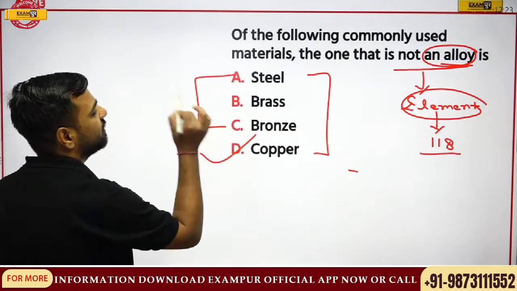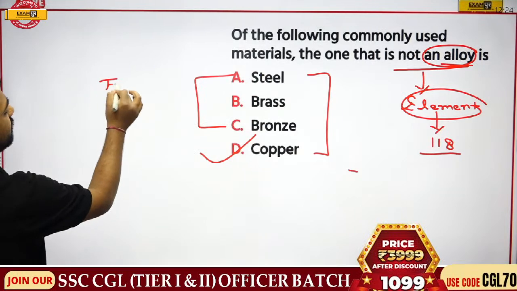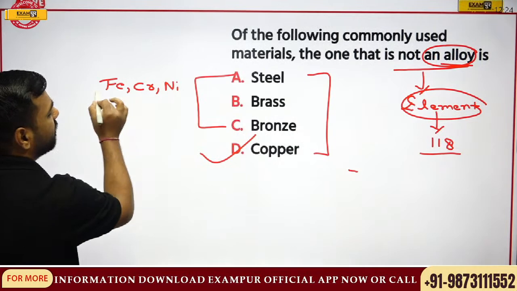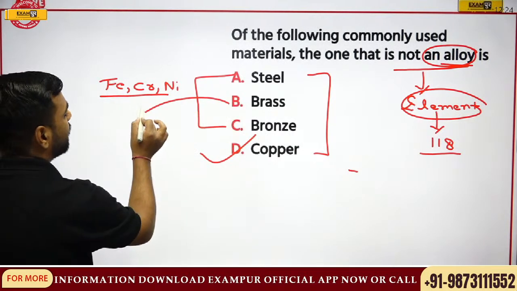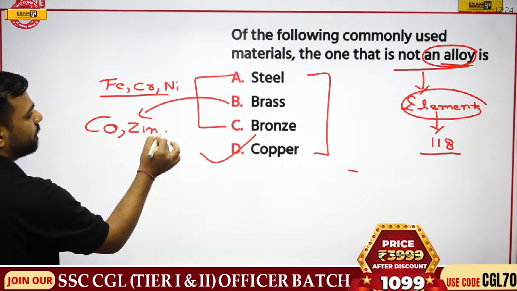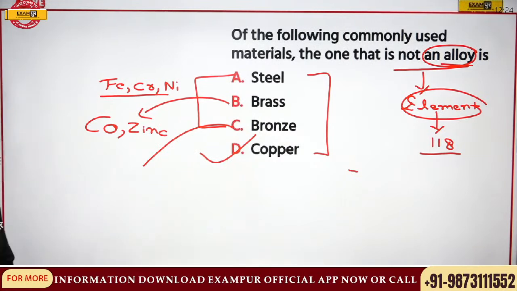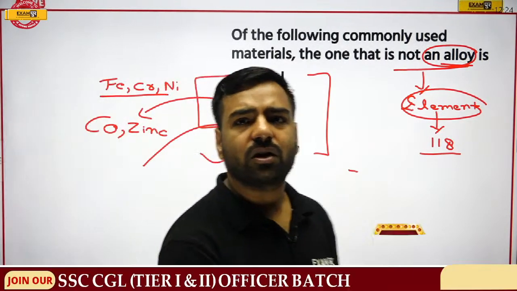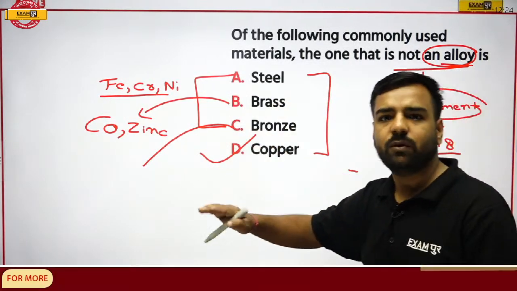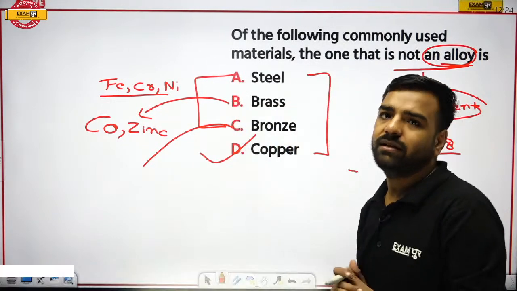These three are alloys. Now if I talk about steel, it consists of iron, chromium, nickel and even carbon. If I talk about brass, it consists of copper and zinc. If I talk about bronze, it consists of copper, right? So these alloys consist of a minimum of two or more elements, but copper is the one which is actually an element.